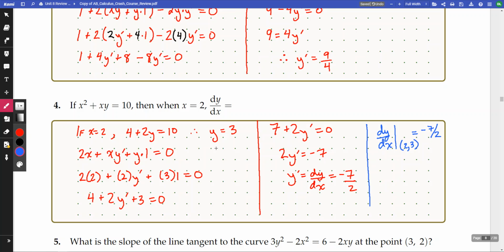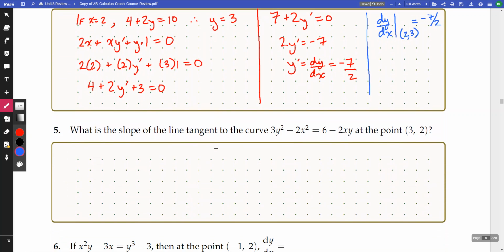Okay. Let's look at another example here. What is the slope of the line tangent to the curve at the point? Okay, so we're given our point, so let's go ahead and find our derivative. We need to find the derivative: 3y squared, that's going to be 6y y prime, minus 4x being equal to 0, minus 2 times the product rule. So x times the derivative of y plus y times the derivative of x. And we're doing this with respect to x. That's why the derivative of x is 1.